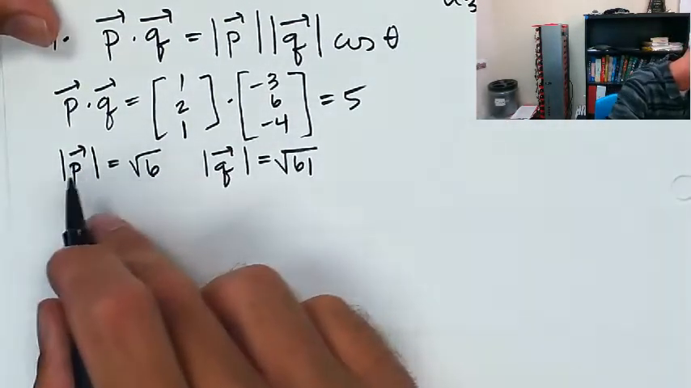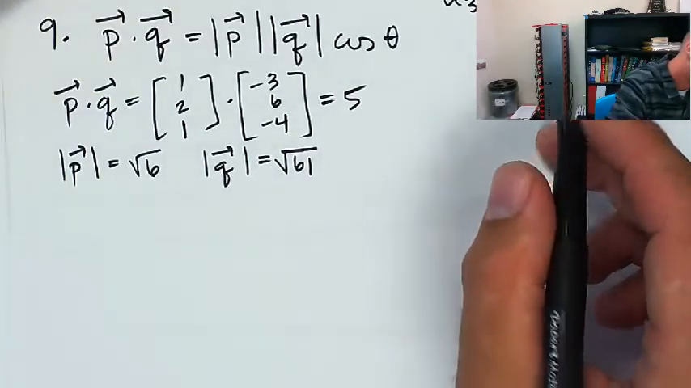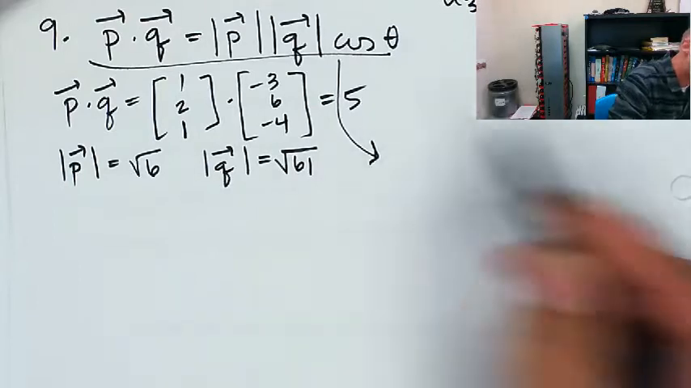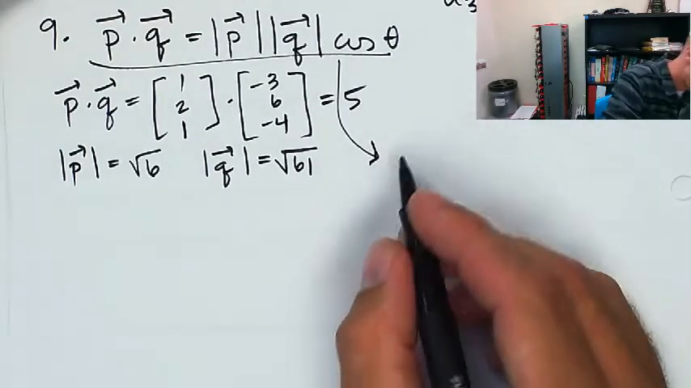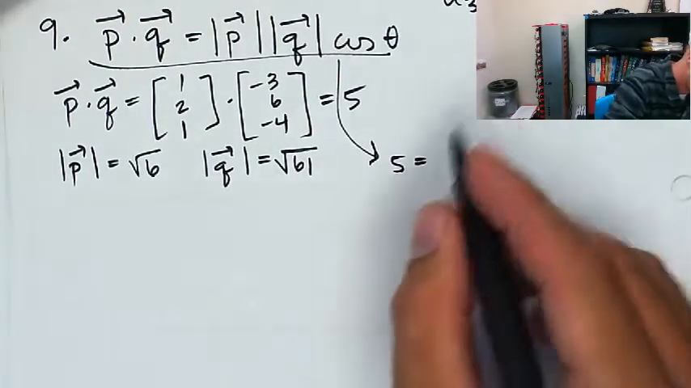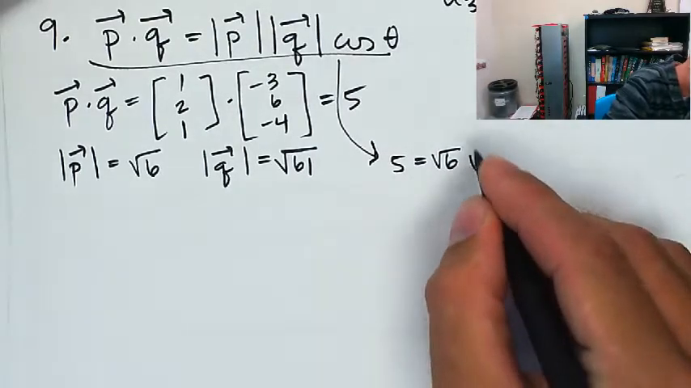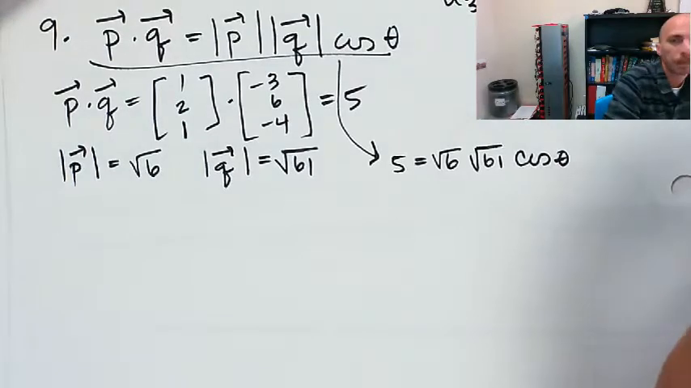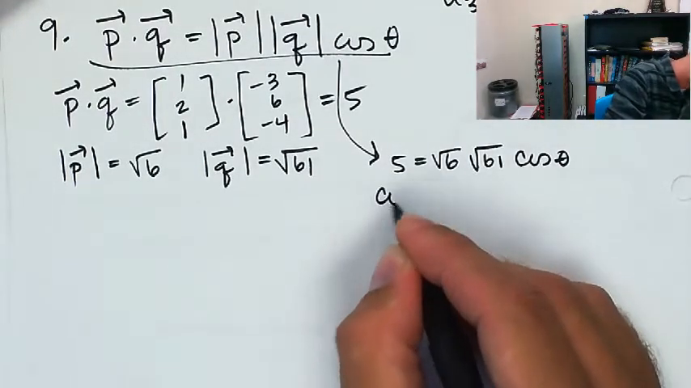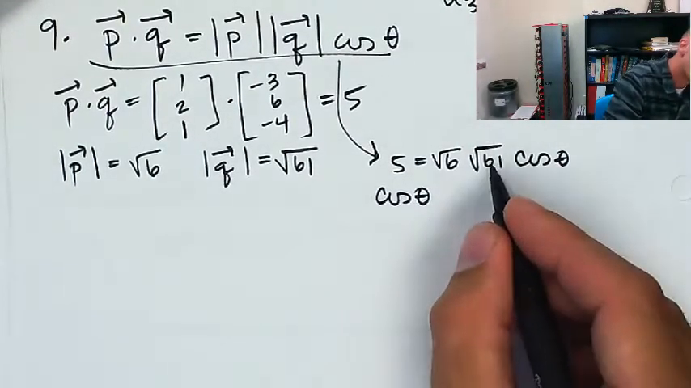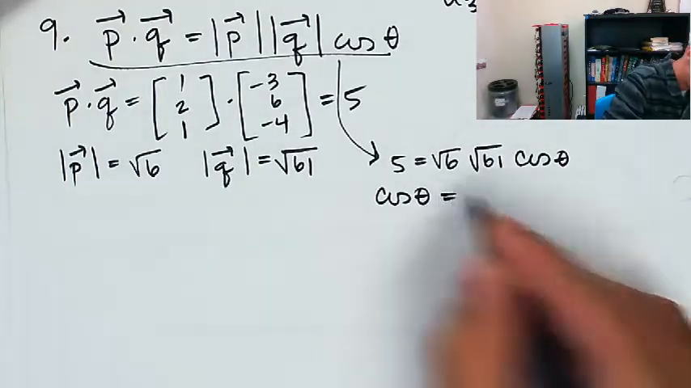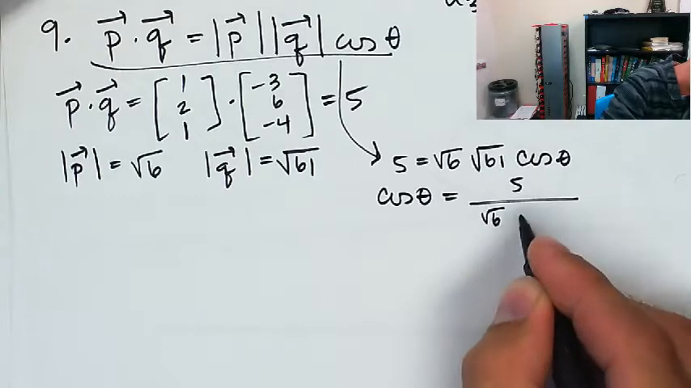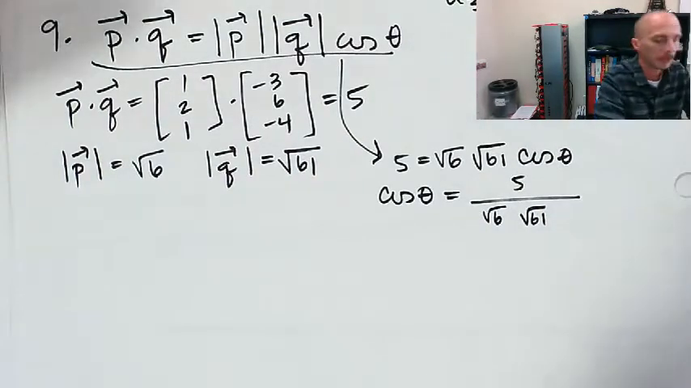All right, so I've got length of p, length of q. So I'm just going to take this thing and plug in all the numbers I know now. So p dotted with q is 5. Length of p is square root of 6. Length of q is square root of 61. And then there's cosine of the angle in between them. So that means that I'm going to divide both sides by square root of 6 and square root of 61 to get cosine of theta. And that's going to be 5 divided by square root of 6 and by the square root of 61.